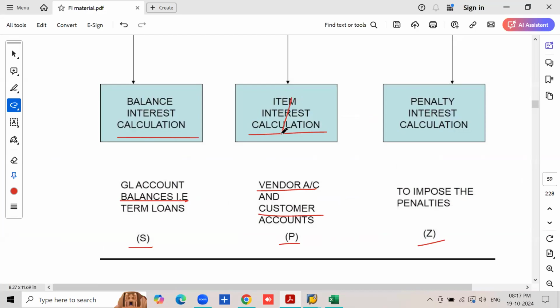Similarly, in the case of customer accounts, sometimes the customer delays the payment. Then we charge interest from the customer by posting the entry, debit customer account, credit interest account. Interest from the customer is the revenue, right? So whether to calculate interest on the vendor account balances or customer account balances, we use the item interest calculation.